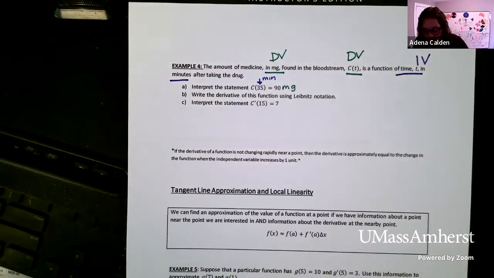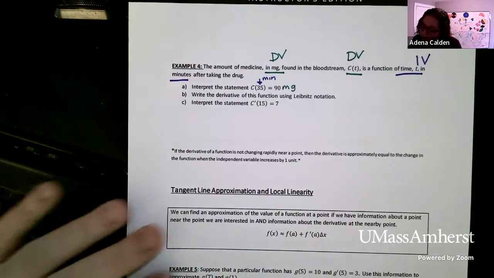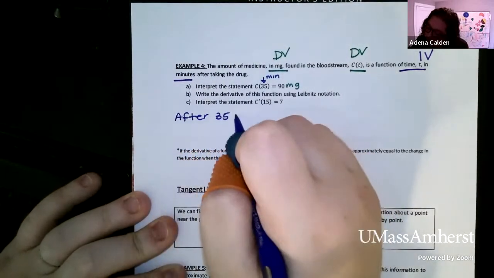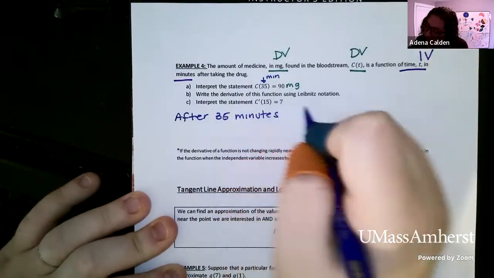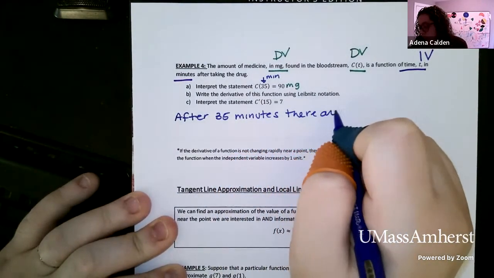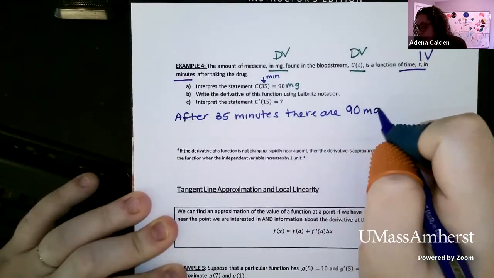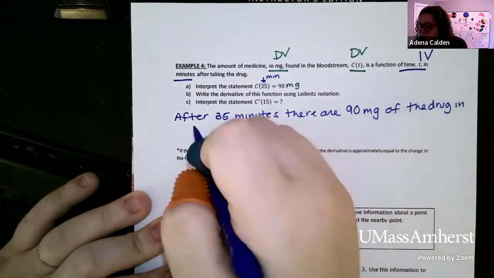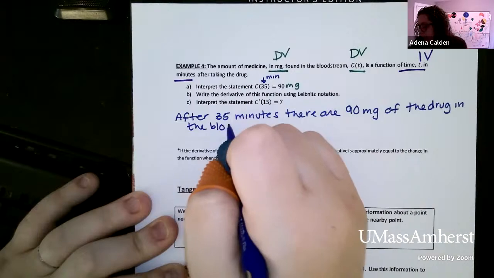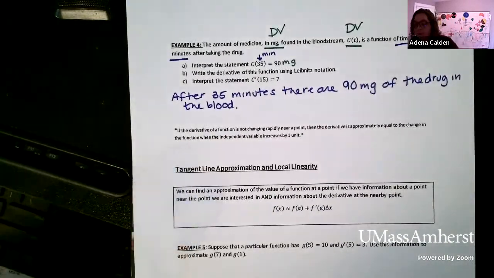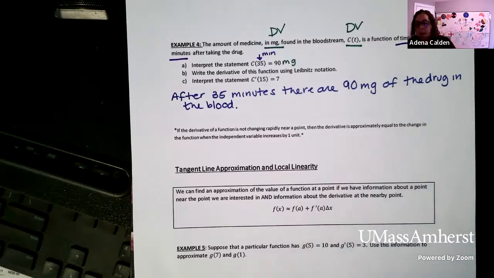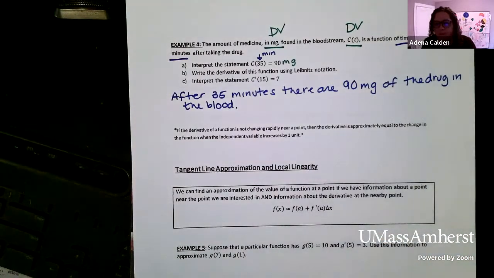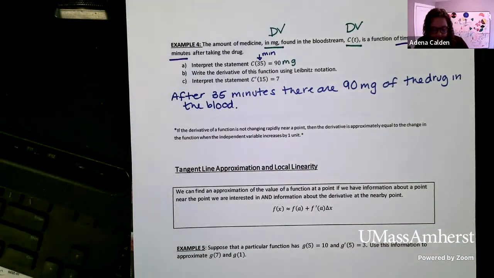So if we were going to put this together in a sentence, we would say something like, after 35 minutes, there are 90 milligrams of the drug in the blood. Something like that. Okay, where 35 minutes is the time that we are considering, and we're asking, well, how much of the drug is found in the blood? Well, 90 milligrams were found. Okay, so that's how we would put something like that together.